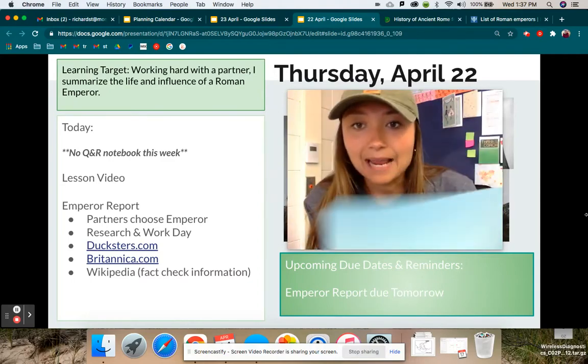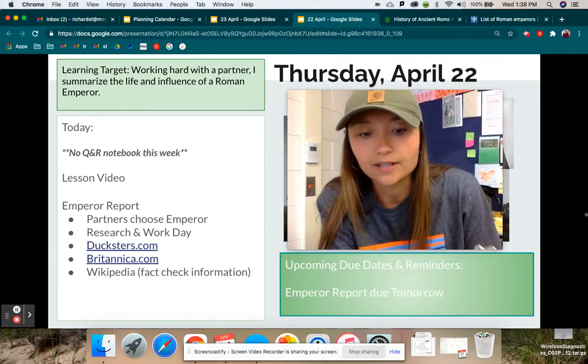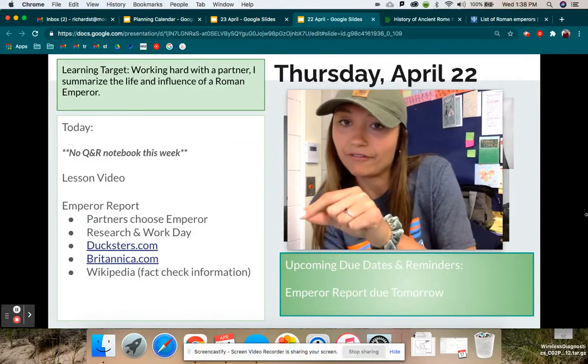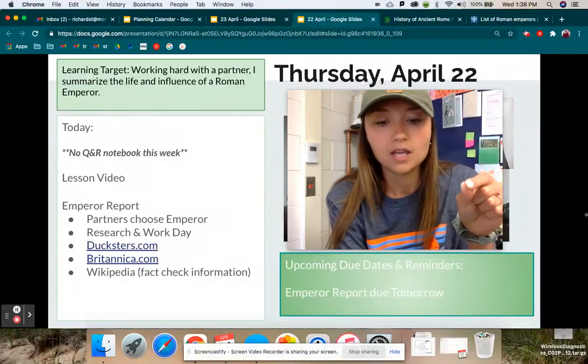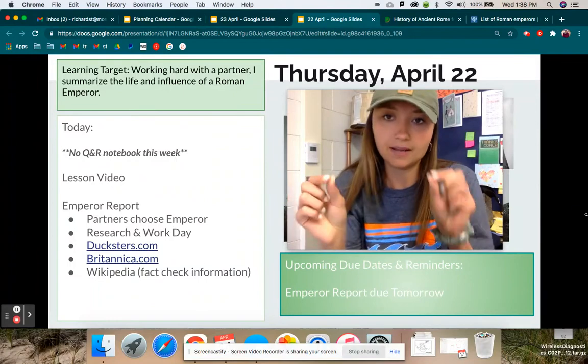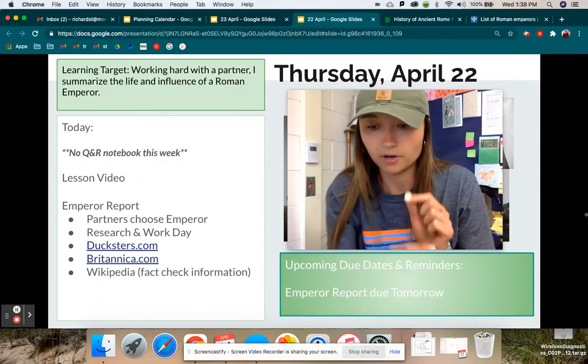First line, emperor's name. So you're going to want to put your emperor's name at the top there. Second line, the name of the emperor he succeeded. So that means the one that he came after. So who was the emperor before him? Then the next line, the name of the emperor that came after him. So you want to find the emperors that came before and after your emperor.